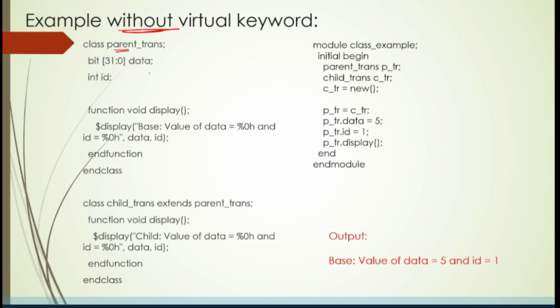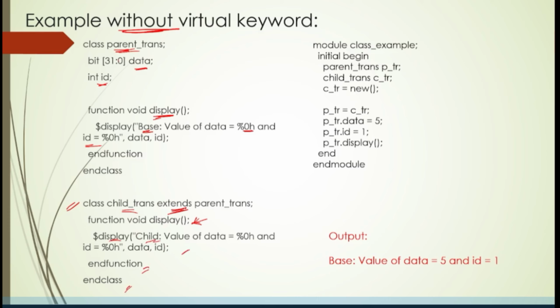This is my parent class with two properties, data and id, and one display function, like one method. We can call it a function, void display. Within my display, I am writing: base, value of data is something, and value of id is something, data and id. Now I am inheriting the child class with extends, that means the inheritance property. So I am extending everything that is there in my parent class to my child class, right? Then again I am writing the same display function here, and within the display function I am writing something with the name child, instead of base. Then end function and class.